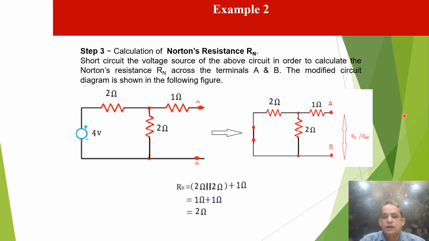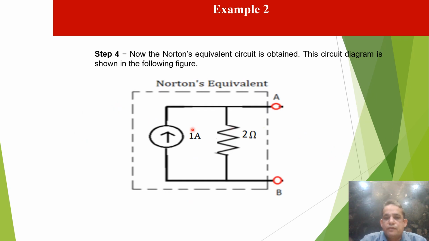Now we convert Rn and the current source into its equivalent, meaning the Norton equivalent. Now the Norton equivalent circuit is obtained. Here we have the current source, which is 1 ampere, and the Norton resistance, which is 2 ohm, connected in parallel. This is a Norton equivalent. Now we find the load current in the next step.